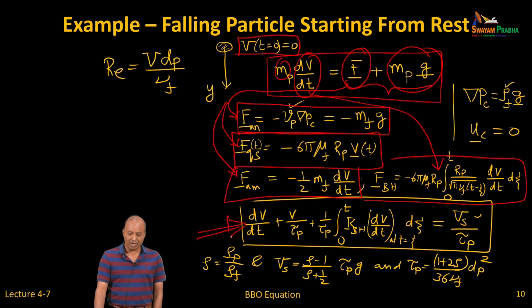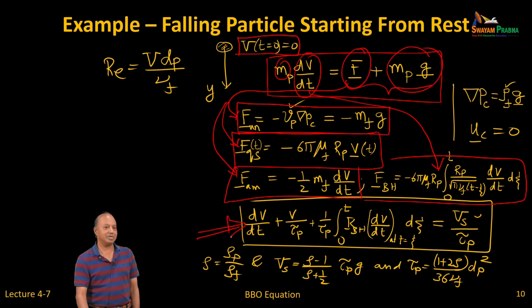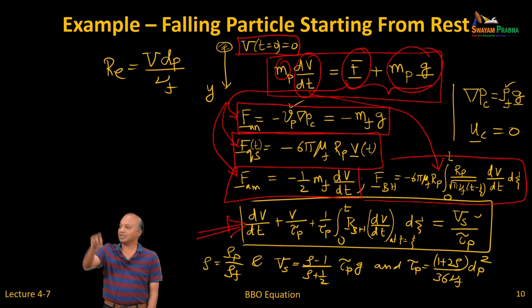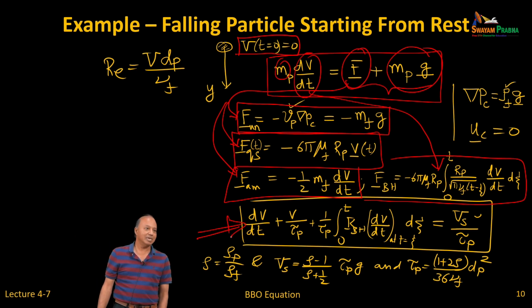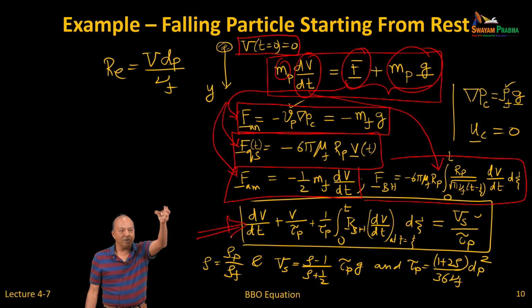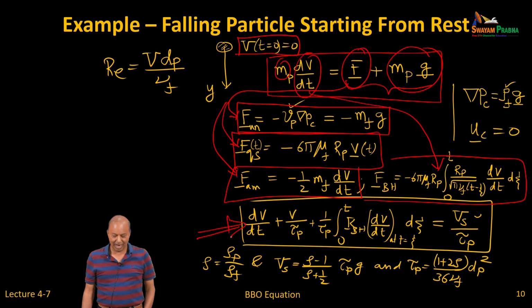Okay. So, you can solve this to calculate, this is just a simple ODE for the vertical velocity of the particle, and it will go from 0 and it will accelerate and it will reach its final settling velocity. Okay.